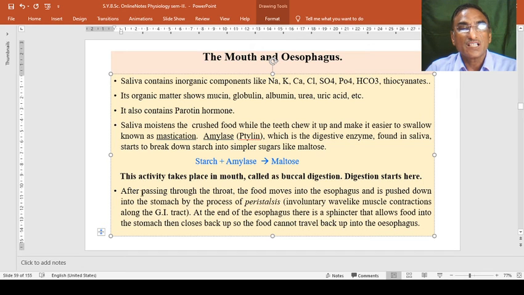This activity takes place in the mouth and is called buccal digestion, and digestion actually starts here in the mouth. After passing through the throat, the food moves into the esophagus and is pushed down into the stomach by the process of peristalsis. What is meant by peristalsis?